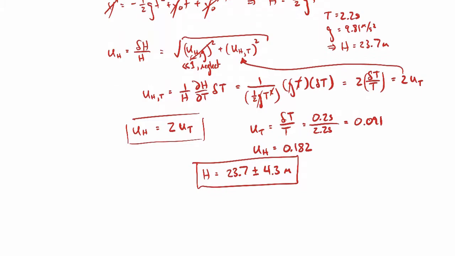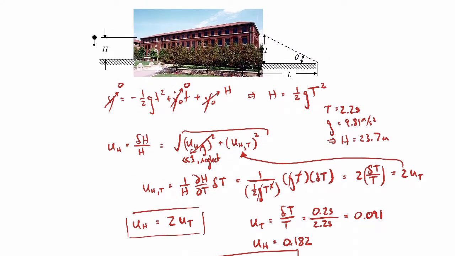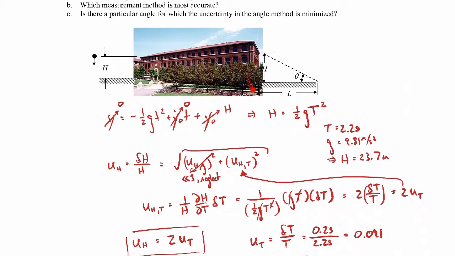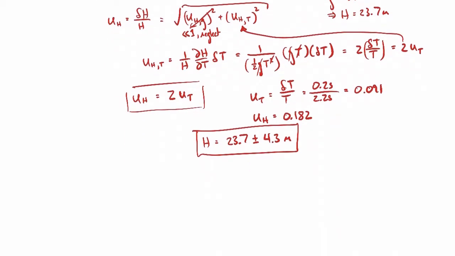All right, now let's go to the other method where we use the angle. So if we look at this picture here, you'll see just from the geometry, tangent of theta is h over L. So, I'm sorry, let me rewrite that. So h is L tangent of theta. All right, so let me just recopy that here. H is equal to L tangent theta.